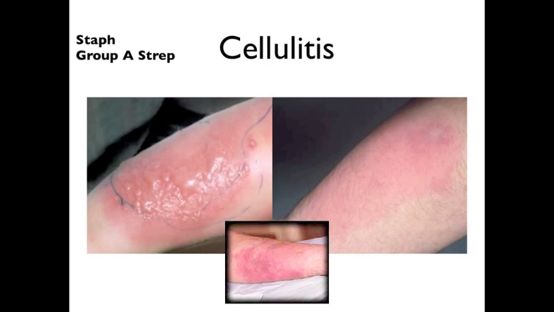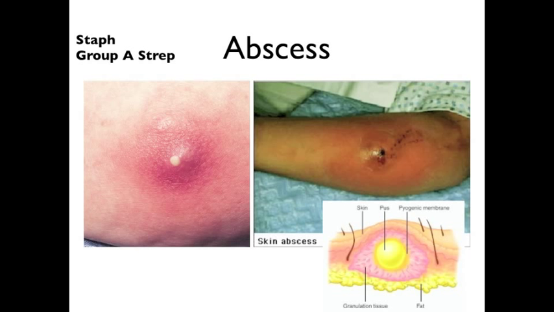Cellulitis, again, staph and strep, infection of the skin and just underneath the skin. This may also have an abscess with it, but frequently it can just be the skin infection without abscess. Here's an example of an abscess that you can see the pointing where the pus is coming to a head. Staph and strep are the two that we're going to worry about.